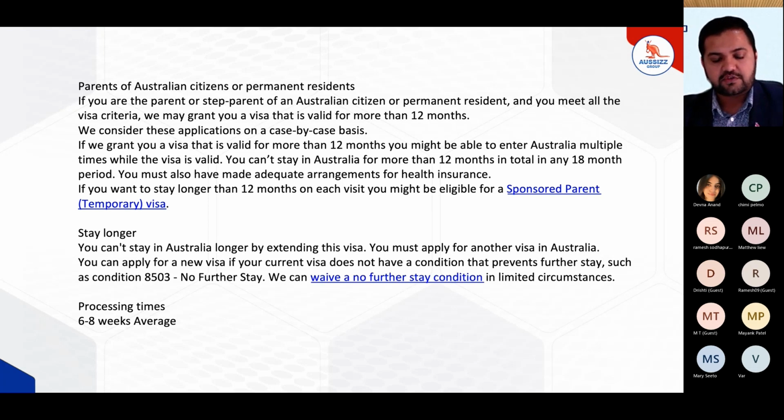Number is 8503, obviously. You can apply for the waiver only in a limited condition. As in Department of Immigration, they were waiving this condition last year, I would say, during the COVID time. But then eventually, as the borders are opening up, it's unrestricted movement now. So eventually, the reason for you applying for the waiver is difficult. So unless and until you have a severe medical condition which you might have developed after coming to Australia, and you want to apply for a medical treatment visa or different things, then only they might approve your no further stay waiver.